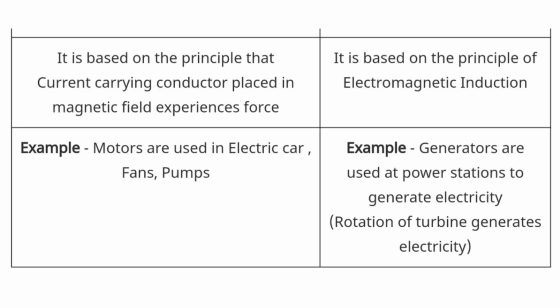The motor follows Fleming's left hand rule, and the generator follows Fleming's right hand rule. The motor is based on the principle that a current carrying conductor placed in a magnetic field experiences force, and the generator is based on the principle of electromagnetic induction. For example, motors are used in electric cars, fans, pumps and the like. Generators are used in power stations to generate electricity, and rotation of turbines generates electricity.